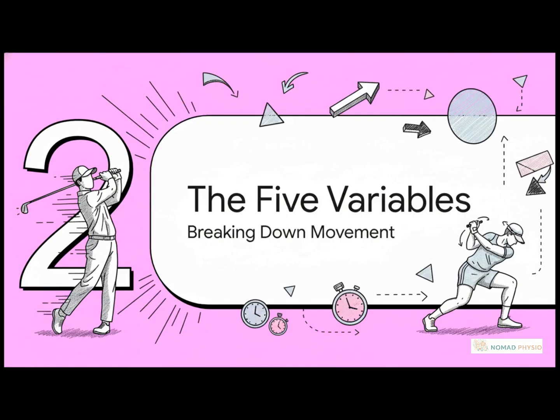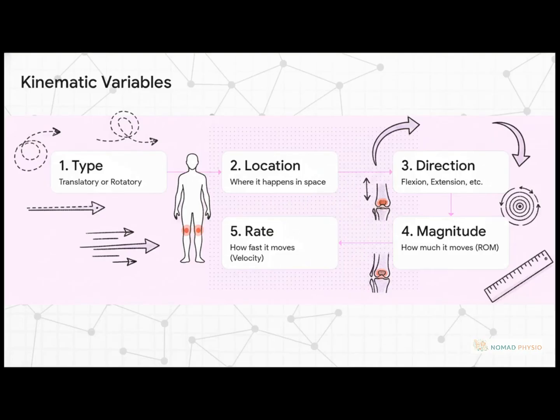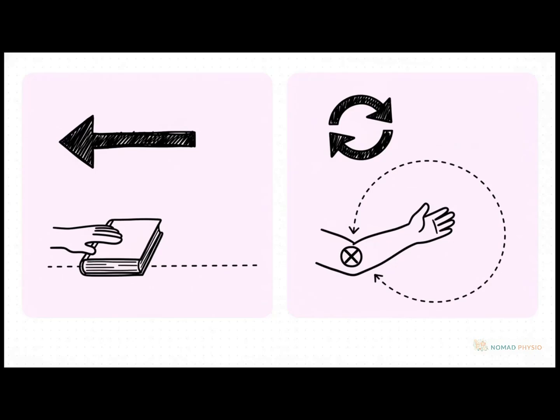Once you get a handle on these 5, you can describe any motion in the human body, from something as complex as a golf swing to a simple physical therapy exercise. So here they are, our 5 building blocks: the type of motion, its location in space, its direction, its magnitude, and finally, its rate. Let's walk through each one, and we'll use Sam's knee exercise as our guide the whole way through. First up, type.